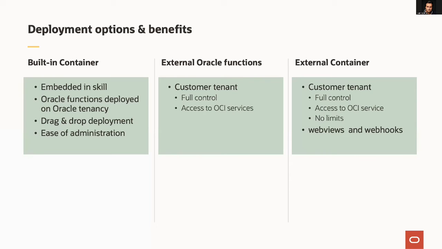The third one is an external container, and here you will use Kubernetes, so OKE, and that will also give you full access to OCI services. Full control. It has no limits in terms of how many components you can deploy. Plus, it has the option to deploy additional components like web views, which I mentioned. You could have single page applications for structured data input deployed into your digital assistant or in your skill.